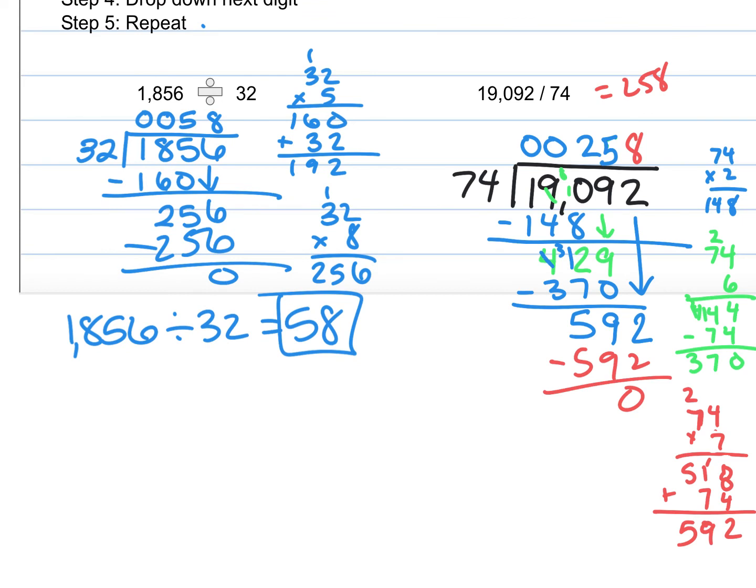Here's some work that I did. I change the colors every now and again. Hopefully that's not too confusing. But you can see I had to do some checking with my multiplying on the side and then make an adjustment with how many times I thought it fit in there based on that.